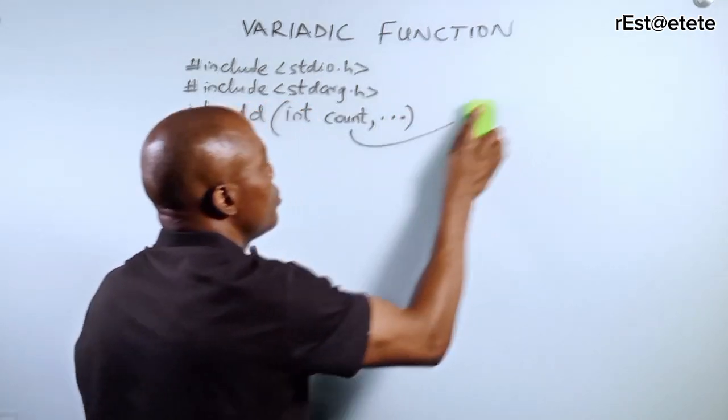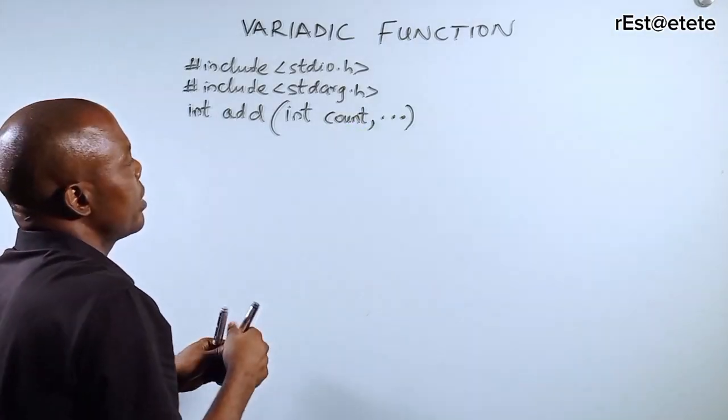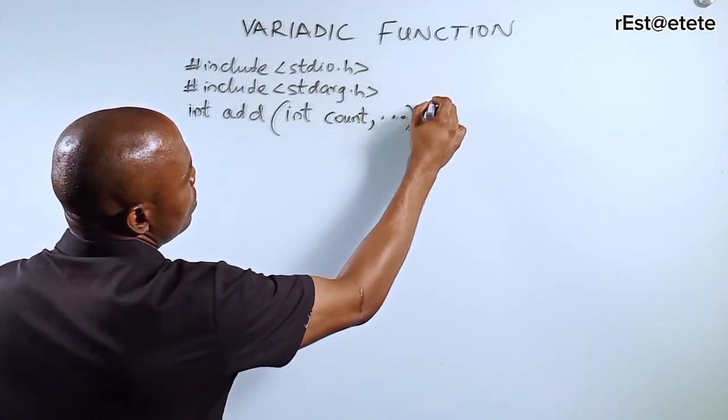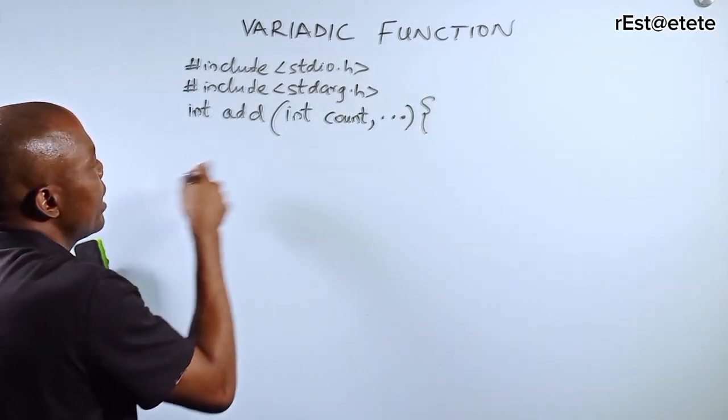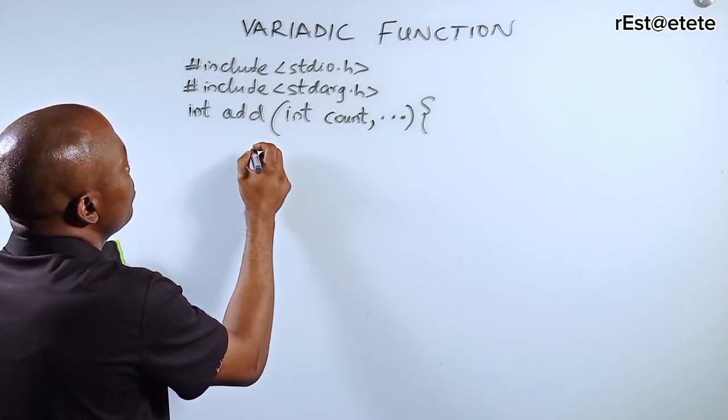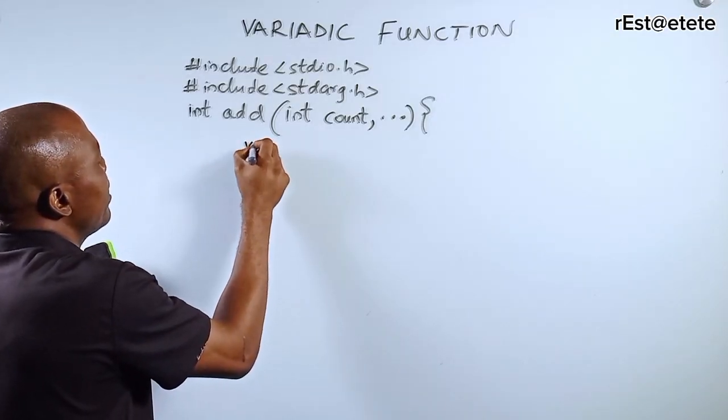So let's continue our program. Now, this is a function, so I'm going to do this. Then inside this place, I am going to say va_list.